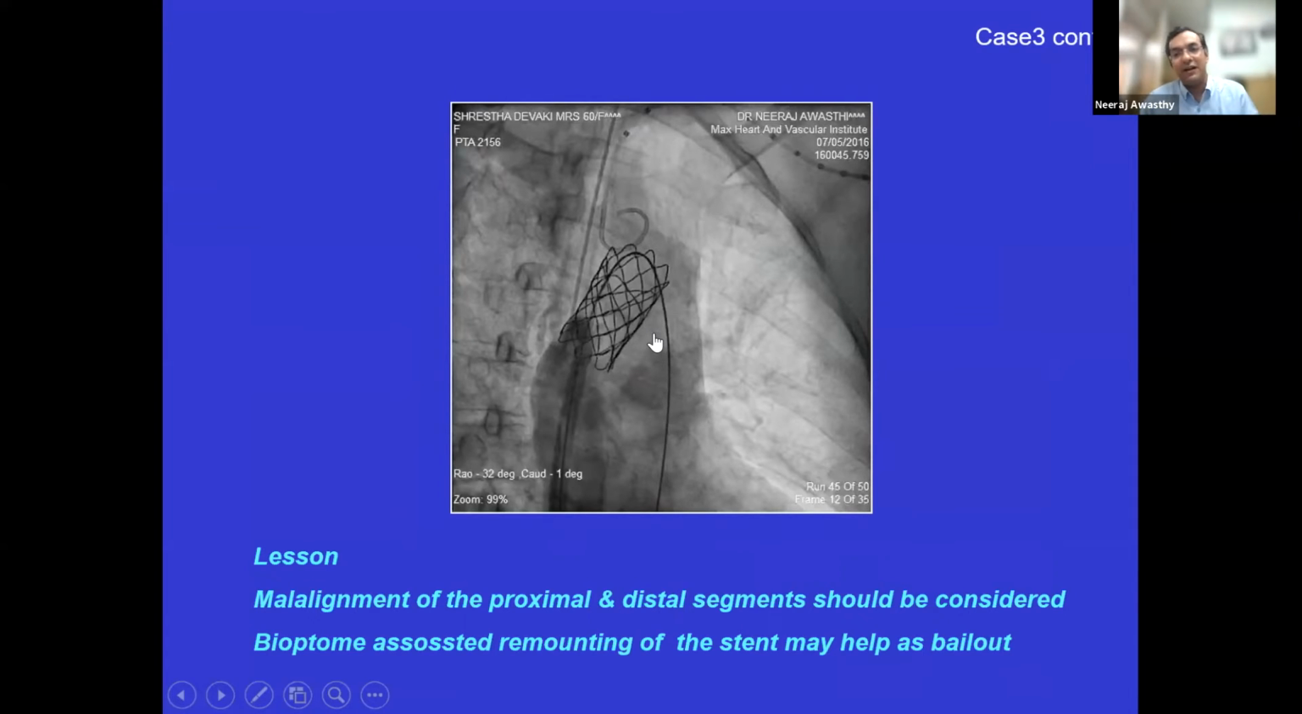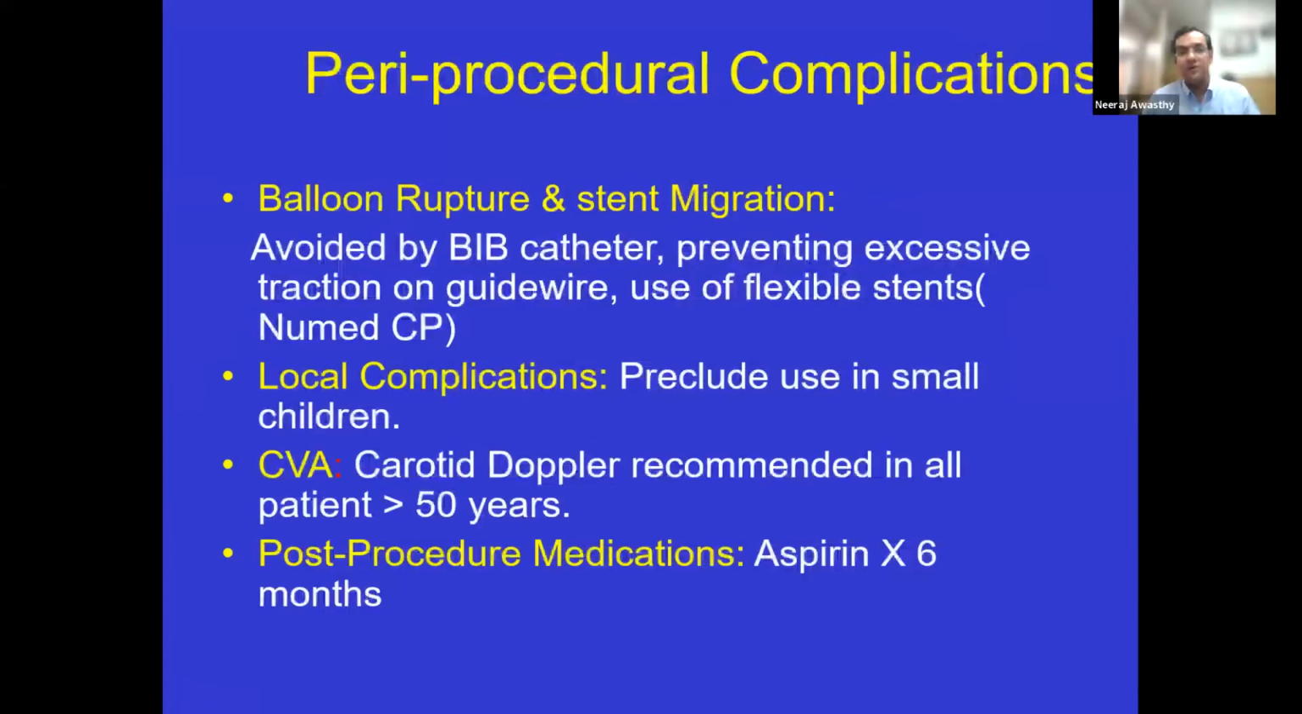45 centimeters is a fairly long segment. Considering that, yes, we realize that there is a malalignment, it might just help, but still, when deploying the stent, we saw it only in a single view. The message is that we should see in at least 2 complementary views when deploying a stent, and probably a bioptome could be an assist when remounting a stent in such bailout procedures.